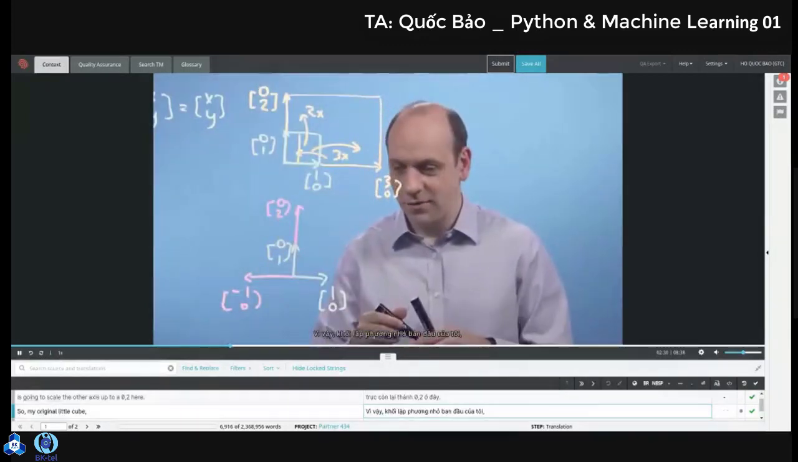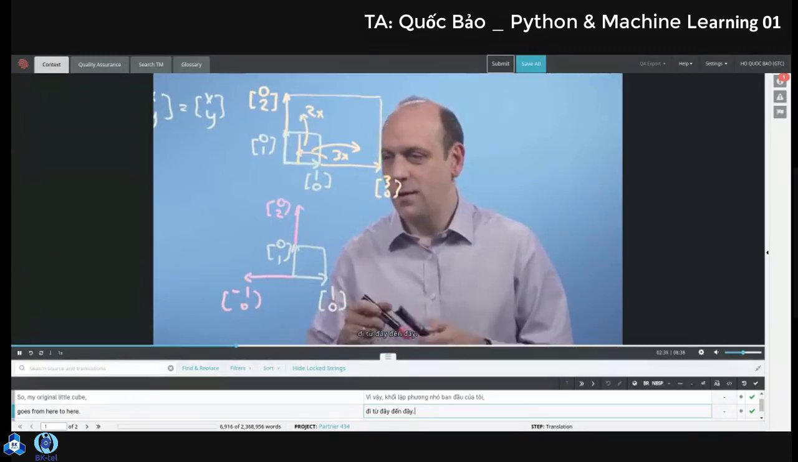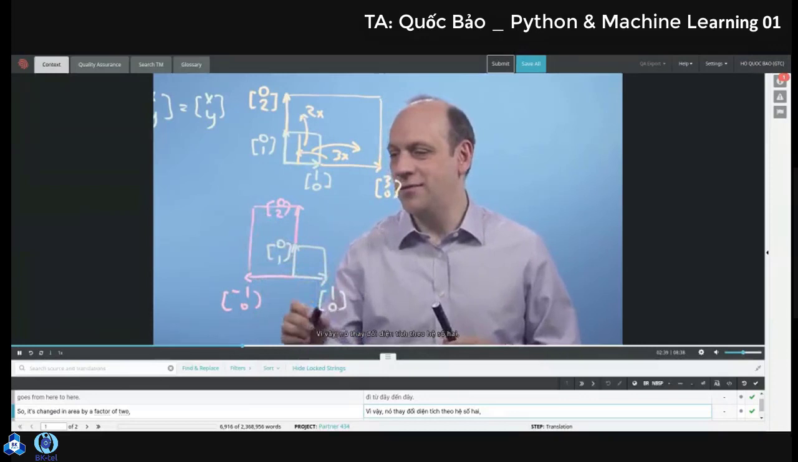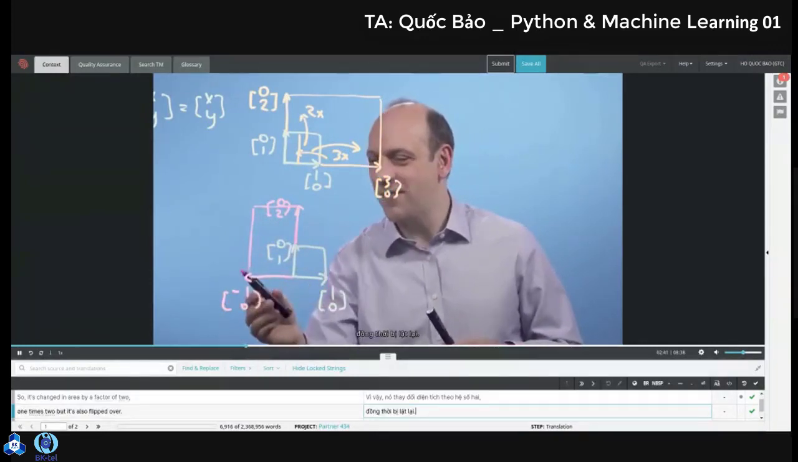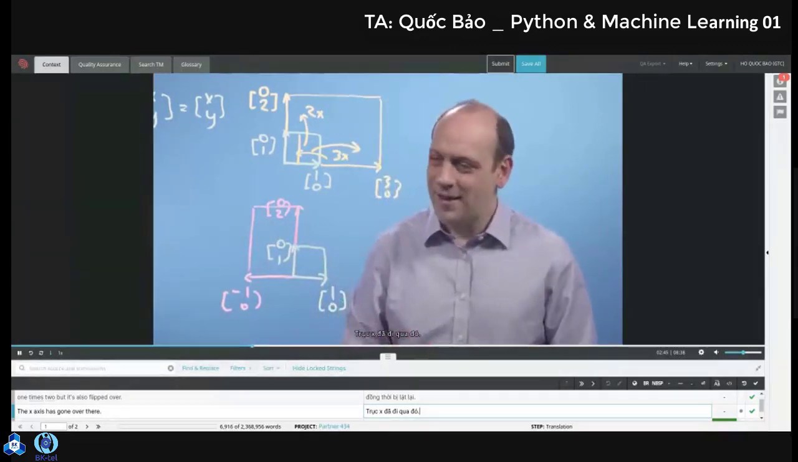So my original little cube goes from here to here. So it's changed in area by a factor of 2, 1 times 2, but it's also flipped over. The x-axis has gone over there. Now what does that mean?